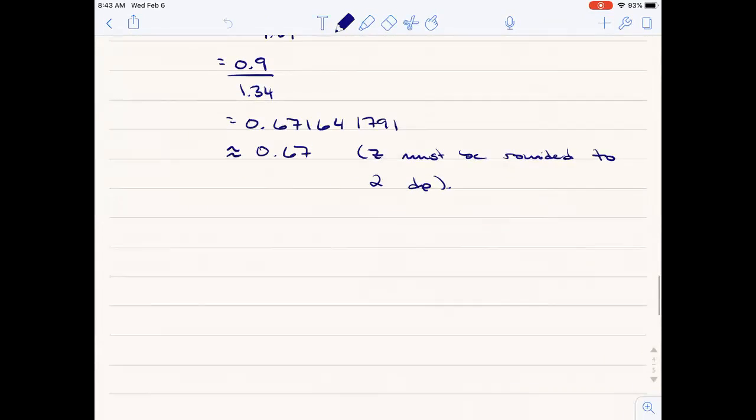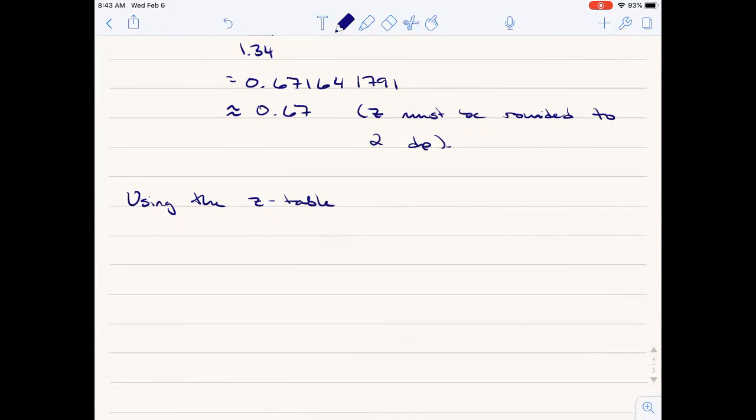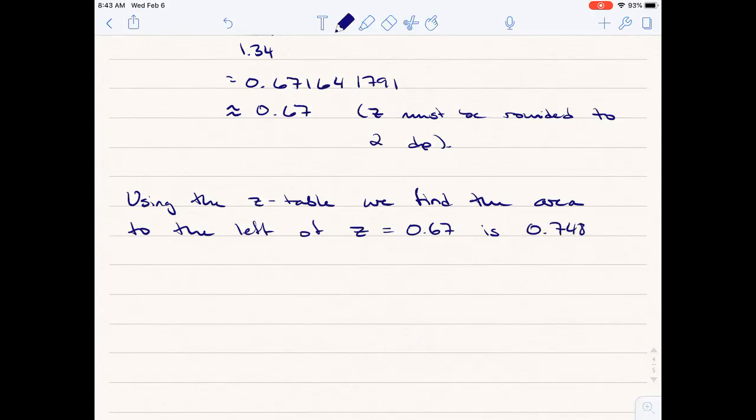So we're going to write that out exactly what we did. So using the Z table, we find the area to the left of Z equal to 0.67 is 0.7486, is that what it was?